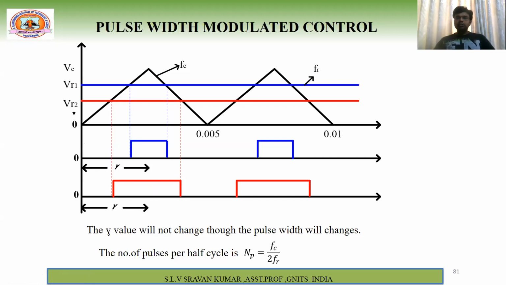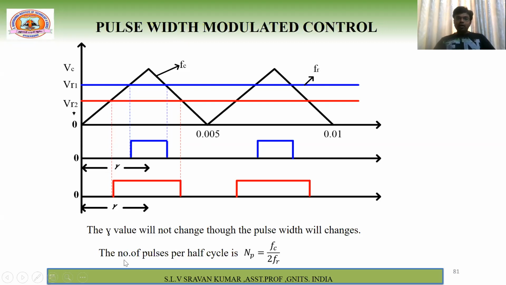In some textbooks, they have given one equation which is not that good, so you just follow this one here. Whenever your pulse width changes, your gamma will not change. Your gamma will change whenever you change the carrier frequency, this triangular wave. Otherwise, it won't change.